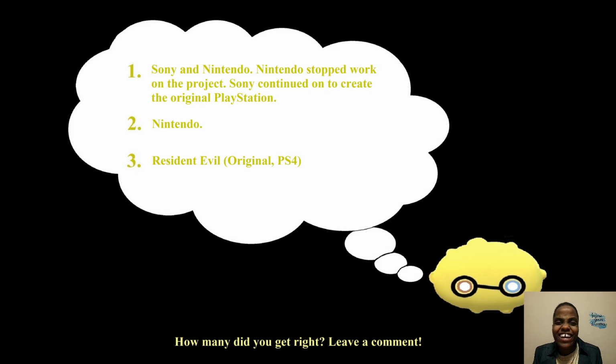Alright, here are the Egghead answers. Number one, Sony and Nintendo teamed up to make the PlayStation, but Nintendo stopped work on the project. Sony continued on to create the original PlayStation. Number two, Nintendo was the company that created the first exercising games. And number three, Resident Evil, the original version on PS4, had the worst dialogue in history. But as we all know, apparently the Guinness World Record is not always correct because people love that game. I'm just kidding, maybe it did have terrible dialogue. People still love the game.